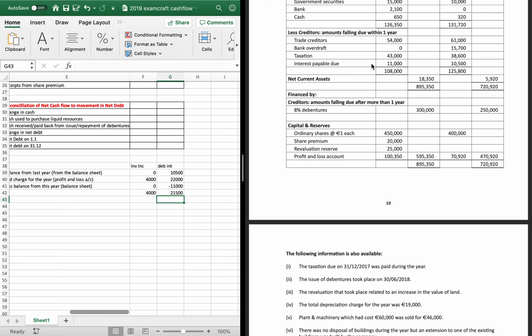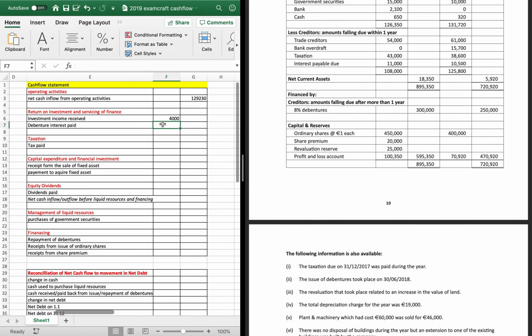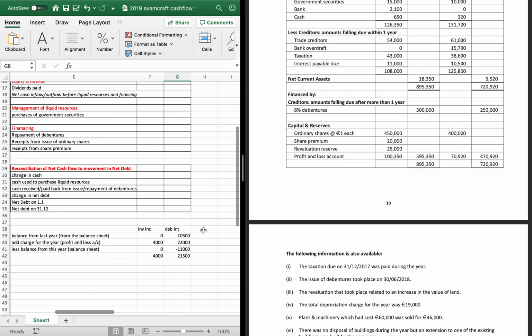21,500. So if we've 11,000 due, we've paid 21,500. So that's a minus up here. So our overall position is 17.5. We do the same with our tax.